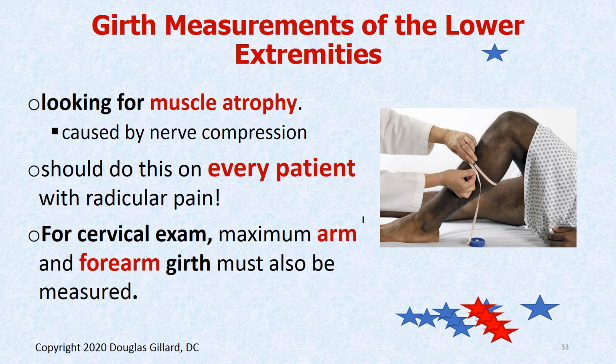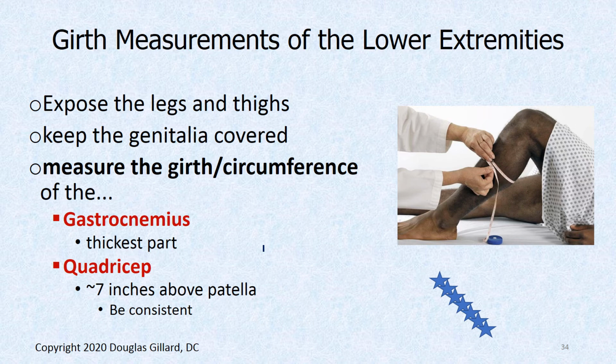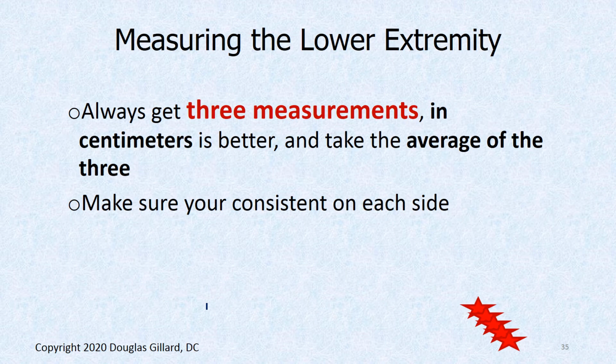Okay, everything I said. For cervical, you do the arms, the biceps, and forearms. I mean, it takes like a minute maybe to do it. You can do it so fast. And so measure for the lower extremity exam, you're going to measure the thickest part of the gastrocnemius, about 7 inches above the base of the patella. Just be consistent. You should write down 7 inches, because in 4 weeks you're not going to remember what you did. So make sure you do the same thing every time. For California, you're supposed to do 3 measurements and then take the average of the 3.